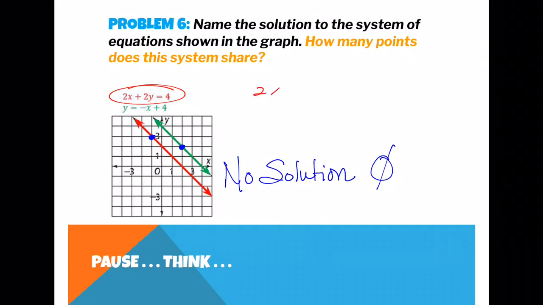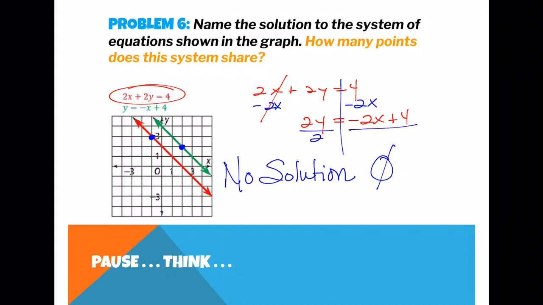So let's put 2x plus 2y equals 4 into slope intercept form. Let's subtract 2x from both sides of this equation. That'll give us 2y equals -2x plus 4. And if I divide both sides by 2, I will have y equals -x plus 2. So you can see that my slope is -1, the same as the slope of my green line. So these lines are in fact parallel. So we are correct in saying that this system of equations has no solution.